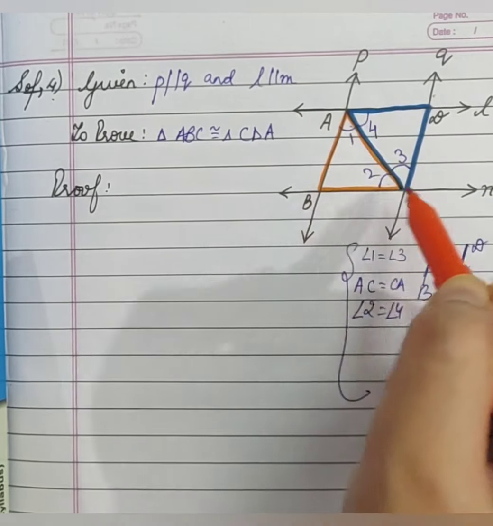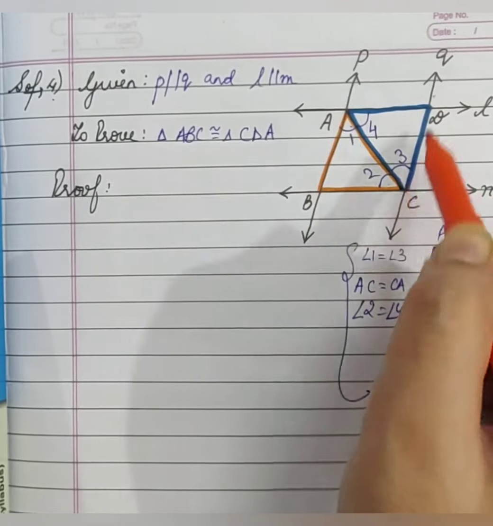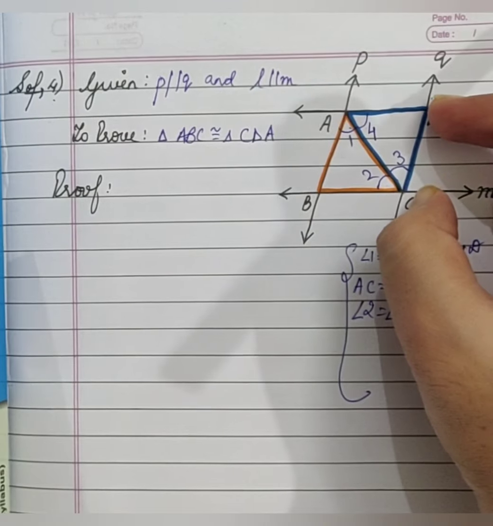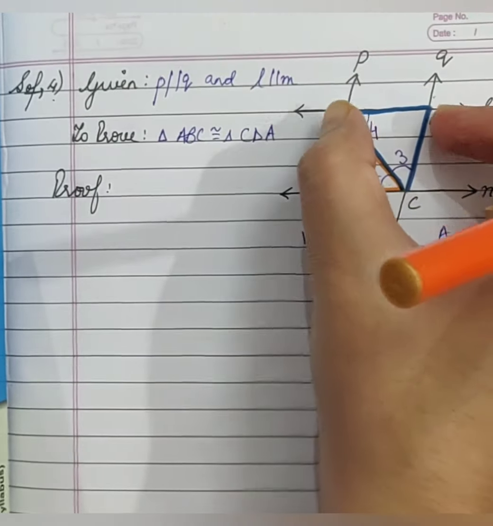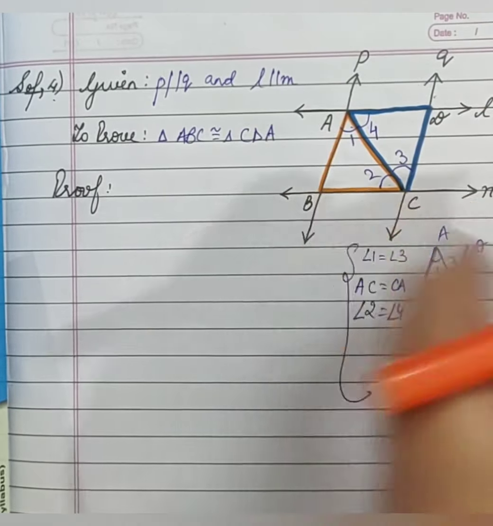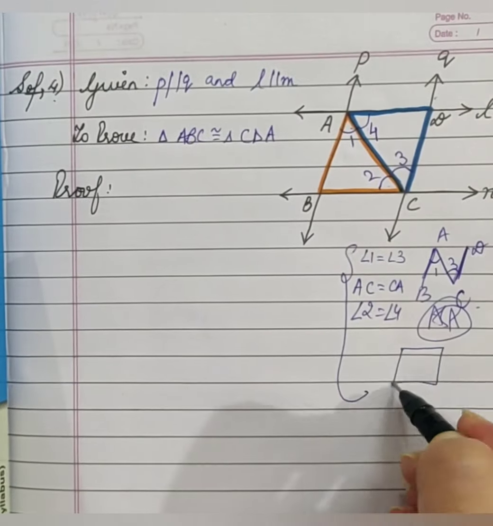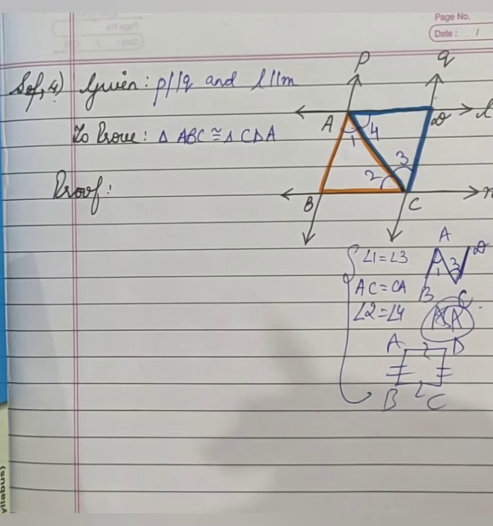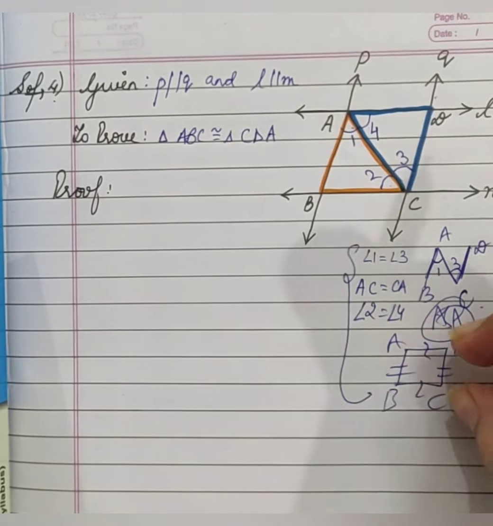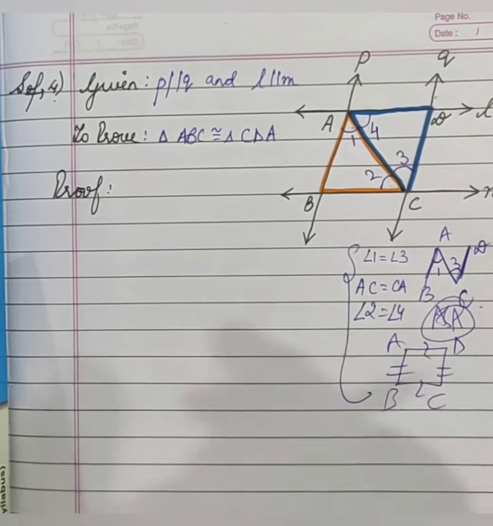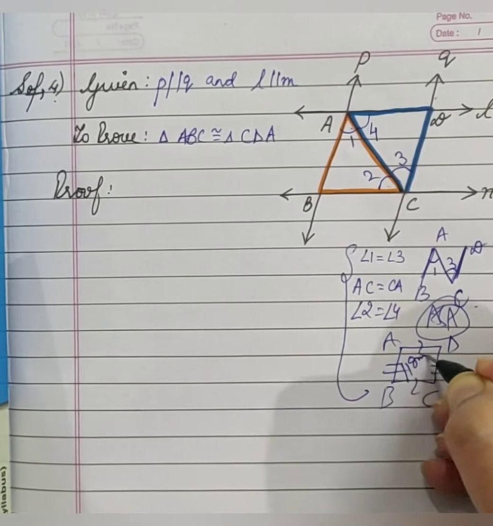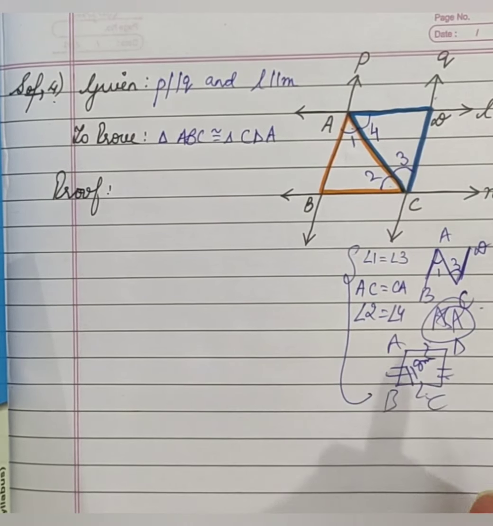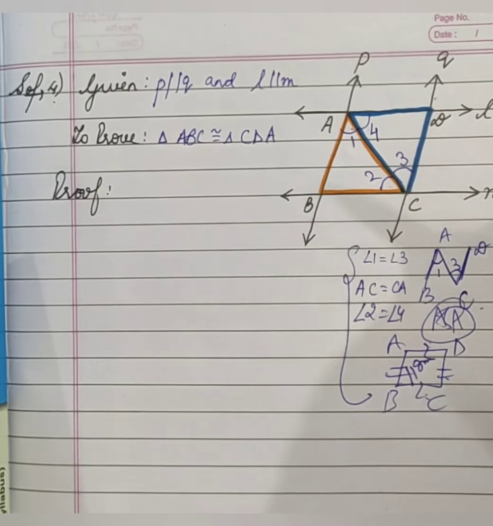this ABCD, in this quadrilateral ABCD, AB is parallel to DC. These two lines are parallel and AD is parallel to BC. That means in this quadrilateral ABCD, both the opposite pairs of lines are parallel. AB is parallel to CD and AD is parallel to BC. So definitely this figure will become a parallelogram. We know in a quadrilateral, if both the opposite pairs are parallel, then definitely that figure becomes a parallelogram.